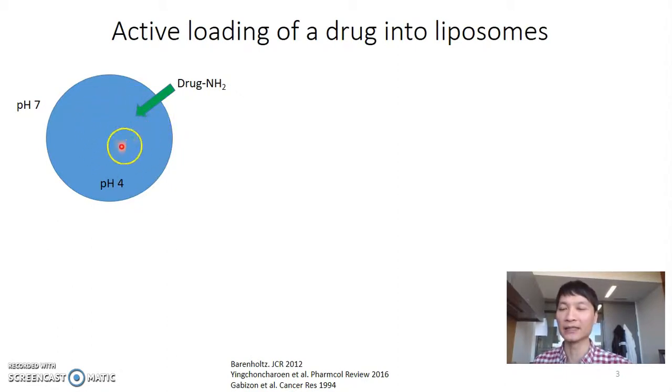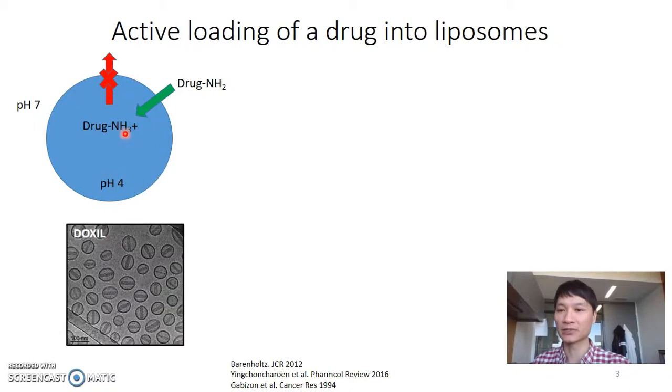But once it gets into this low pH environment, it will get protonated and then locked in the liposomes because charged molecules are no longer membrane permeable. So this method is called active loading. It's very efficient because we prepare the liposomes containing a gradient first, and then all we have to do is mix with the drug, and the loading will happen by itself with a very high efficiency and percentage.